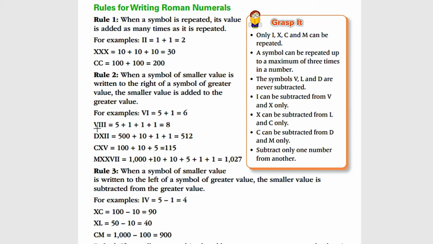Now over here we have V followed by I repeated 3 times. So 5, value of V, add I is repeated 3 times. So 1 add 1 add 1. So 5 add 3 is equal to 8. So 8 के लिए रोमन न्यूमरल है V followed by I repeated 3 times.